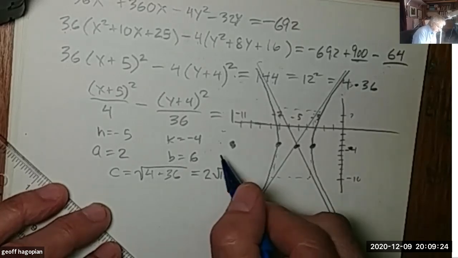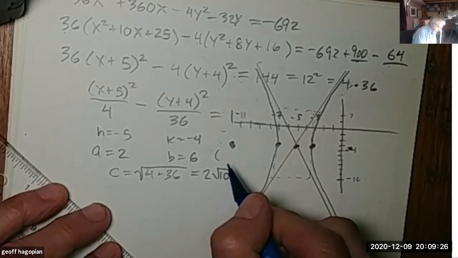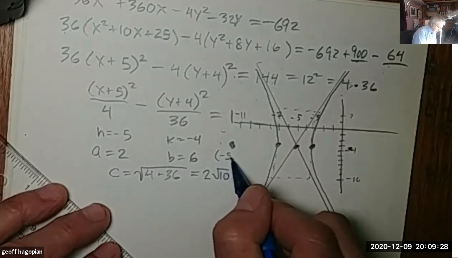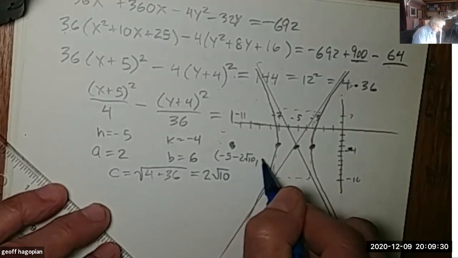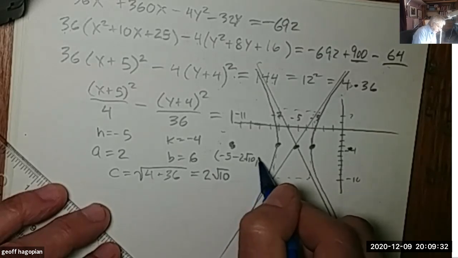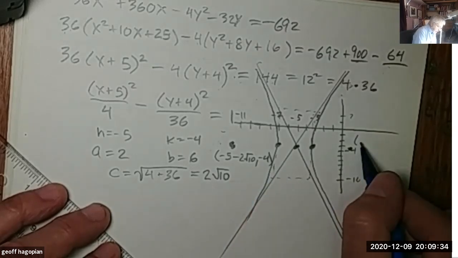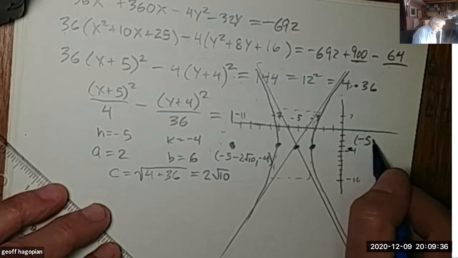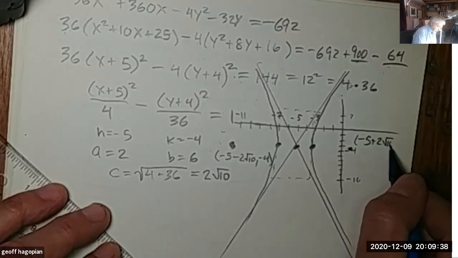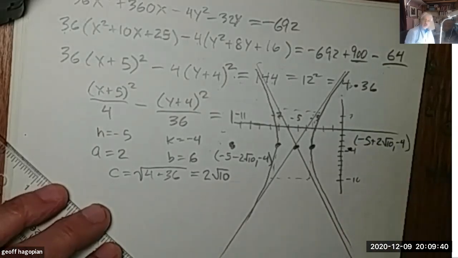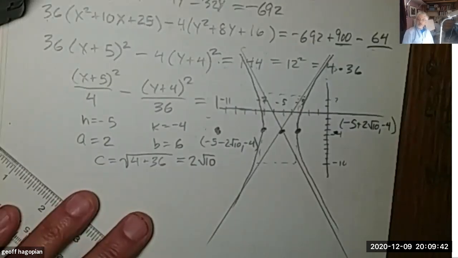We could say what are the coordinates there. This is going to be -5 minus twice square root of 10, comma, -4. And this one is going to be -5 plus twice the square root of 10, -4. Right, just as the XY coordinates of those points, right?